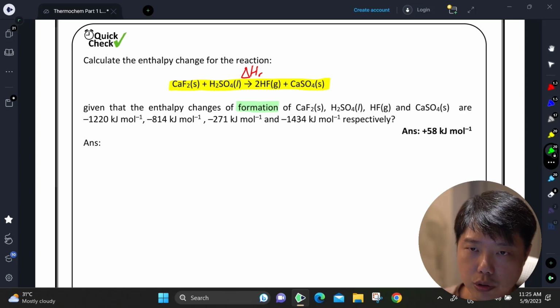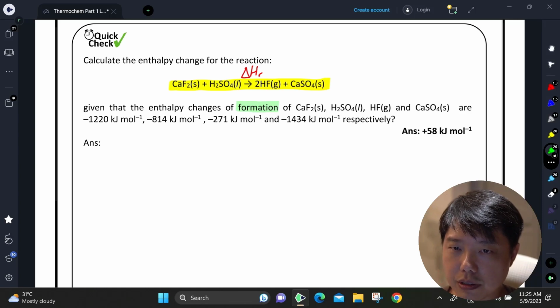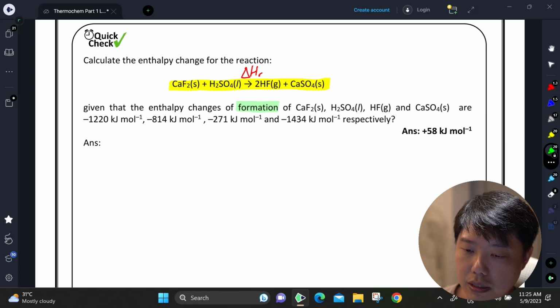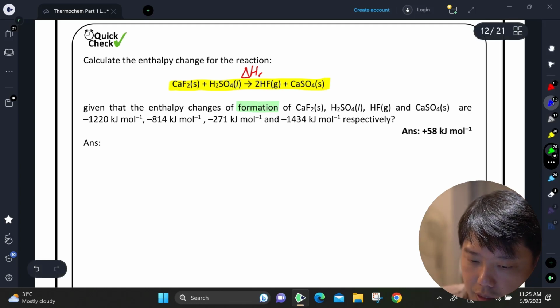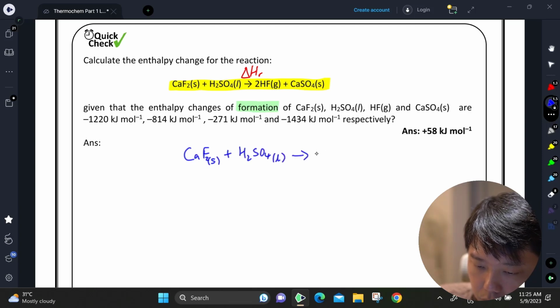Okay, so if we were to draw an energy cycle for this question, we don't have to, the question didn't ask us to, we can apply the formula. But in this case, I'm just going to draw the energy cycle so that you can see how the formula came to be. Let's write out the whole equation again, the aim equation: calcium fluoride plus sulfuric acid gives you 2HF and calcium sulfate.